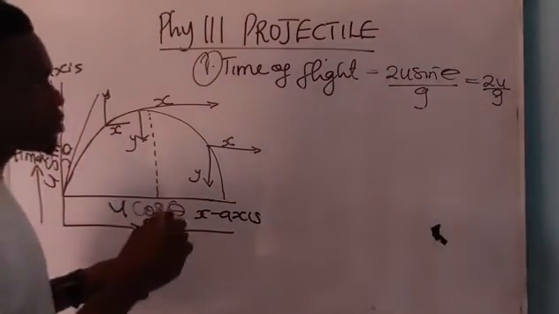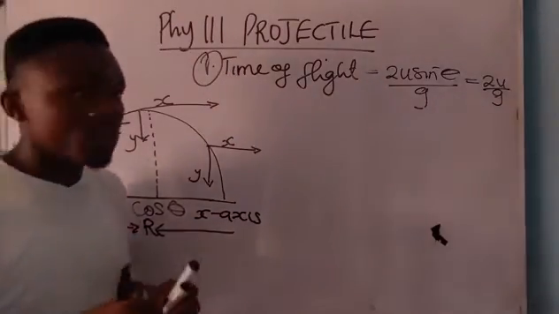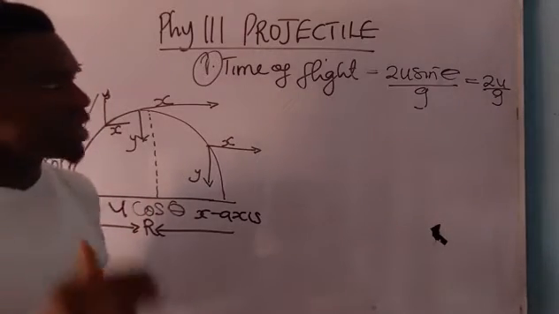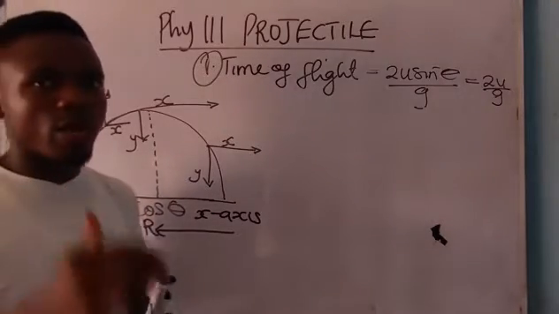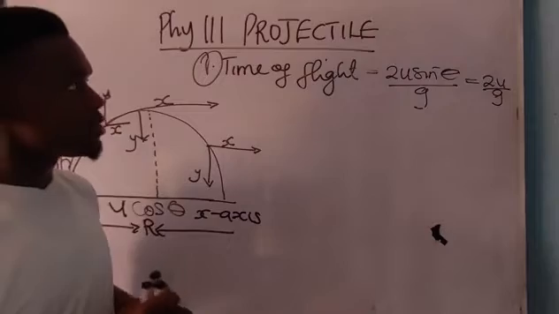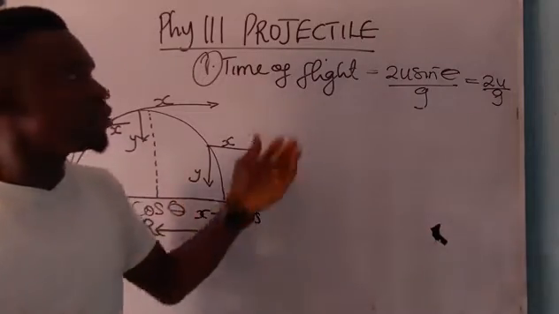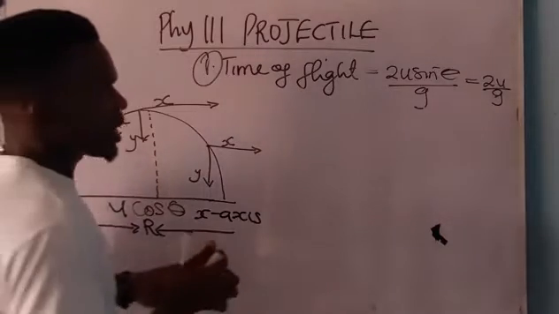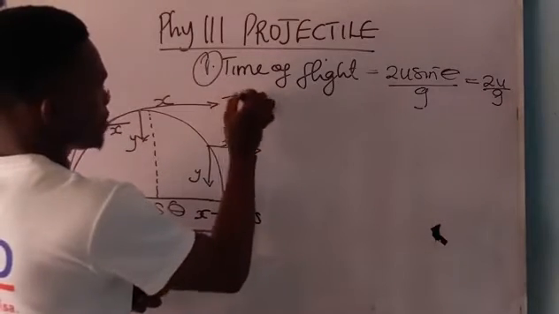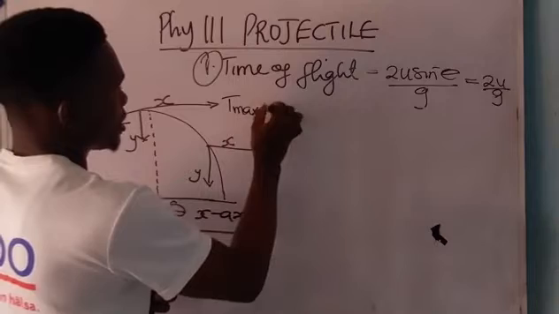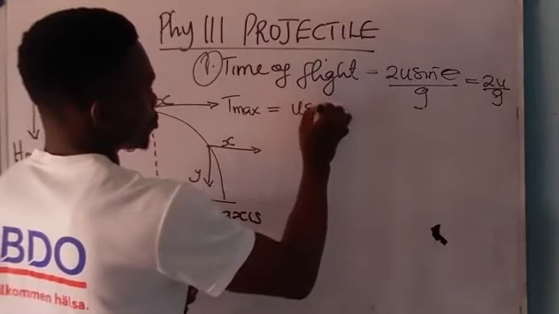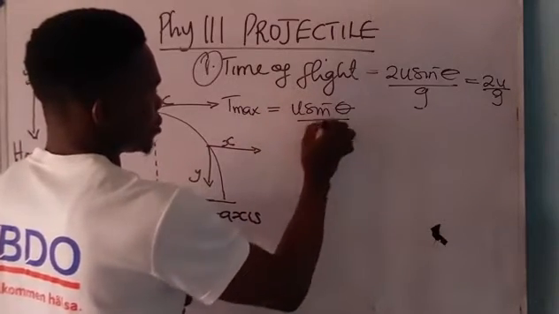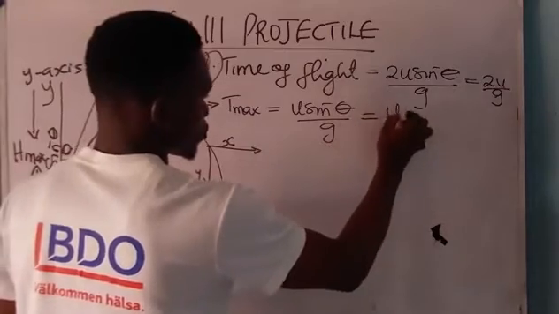Next is time to reach the maximum height. Time to reach the maximum height means the time taken for a body to reach the highest point. It is given as u sine theta over g, or, without an angle, u over g.